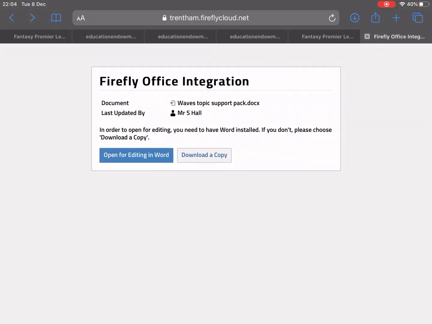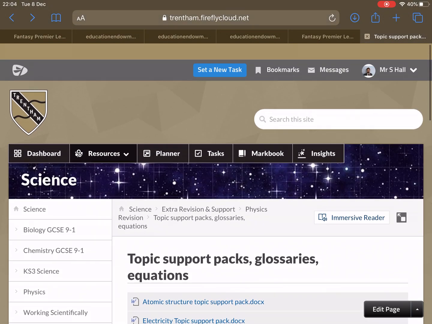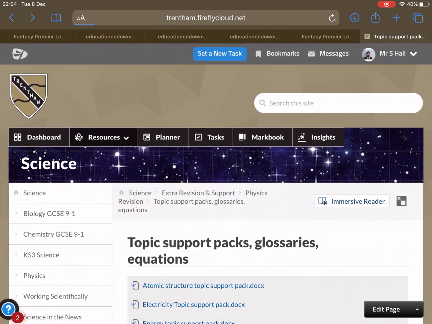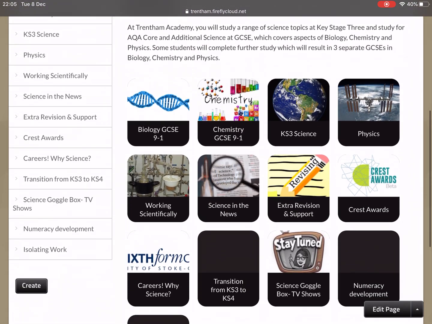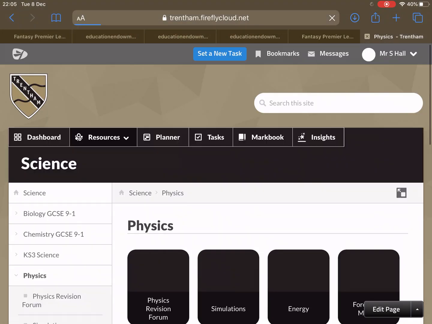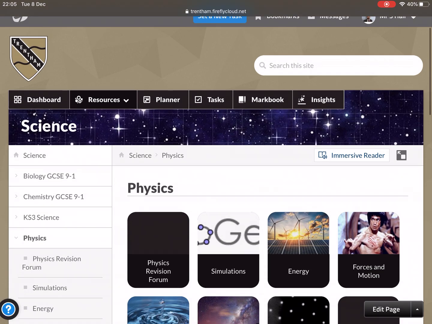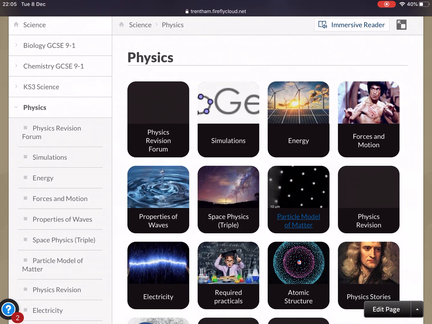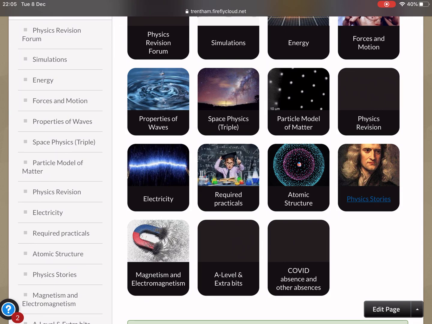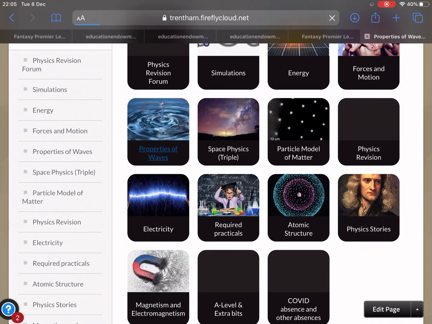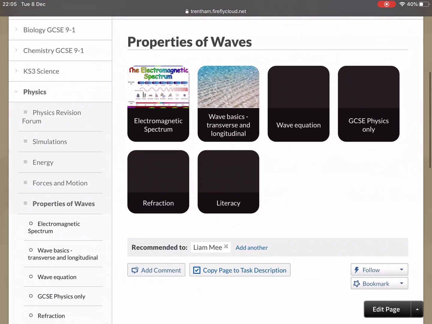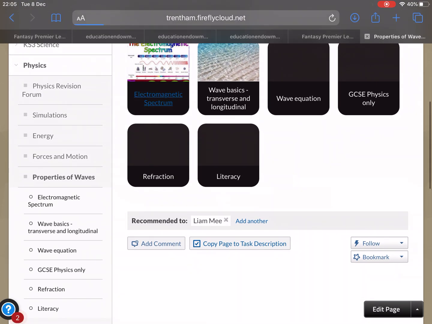So if I just introduce what you're going to do whilst you're off, we're going back to the physics section now, and we're going to go into the waves topic, and I'll show you what I'd like you to do. I'll do a quick introduction as well, so you're not all completely left on your own. So we're into physics now, and we go into properties of waves. We're going to go into the electromagnetic spectrum.